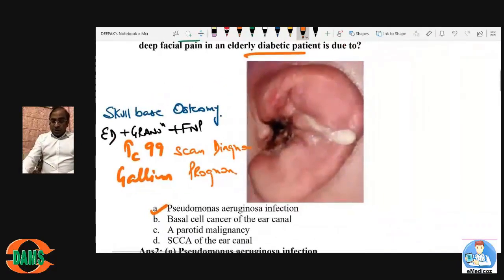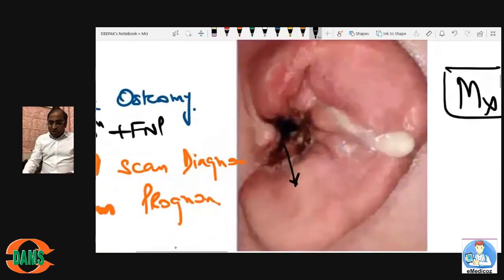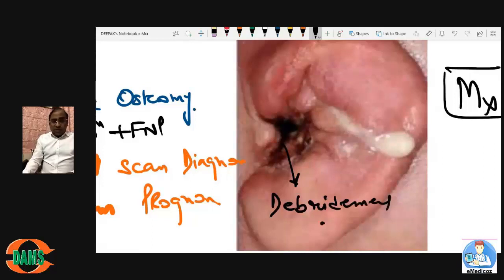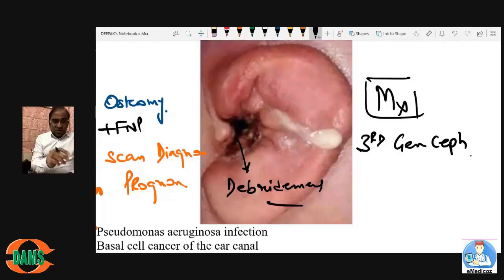M for malignant otitis externa, M for medical treatment. Always remember, in malignant otitis externa, we rarely do surgical intervention. And whatever surgery we are doing, it is debridement. Very simple procedure of debridement of this granulation tissue. So if the examiner asks you which surgery we are doing, it is debridement. What is the treatment? Medical treatment. Which drug we prescribe? Always remember, we prescribe 3rd generation cephalosporin. These are the important one-liners with malignant otitis externa.